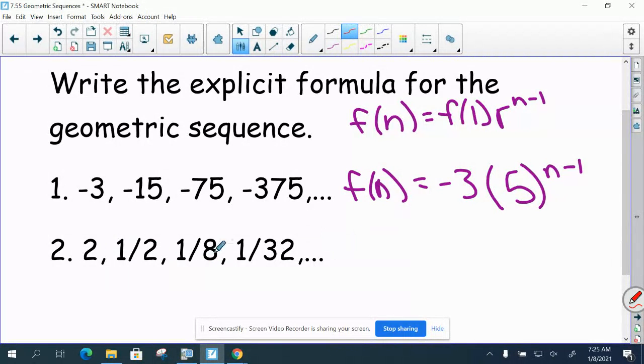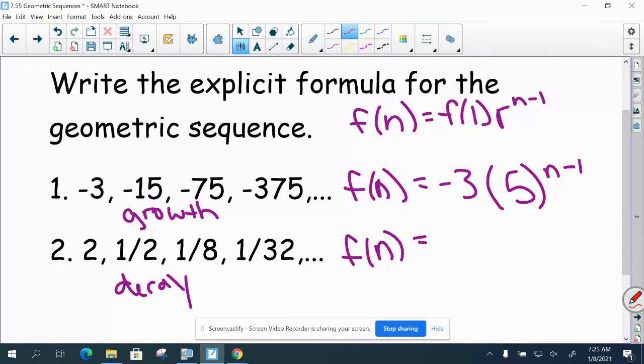Also, this is growth, because although your numbers are getting more negative, they're still getting bigger. Here our numbers are getting smaller, closer to 0, so this is decay. So here we would have f of n equals our first term 2, and then it looks like we're multiplying by 1/4 each time. So 1/4 to the n minus 1.